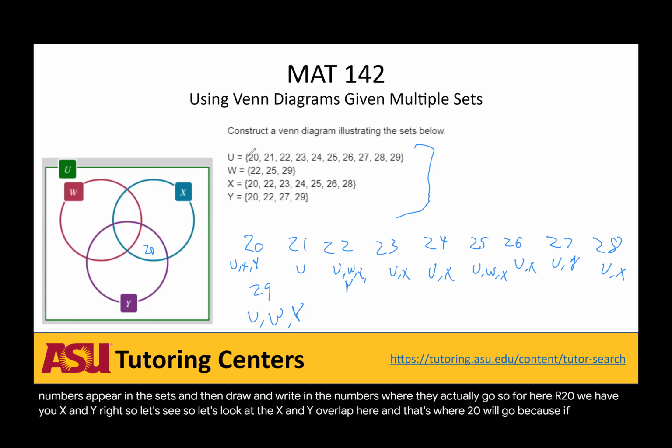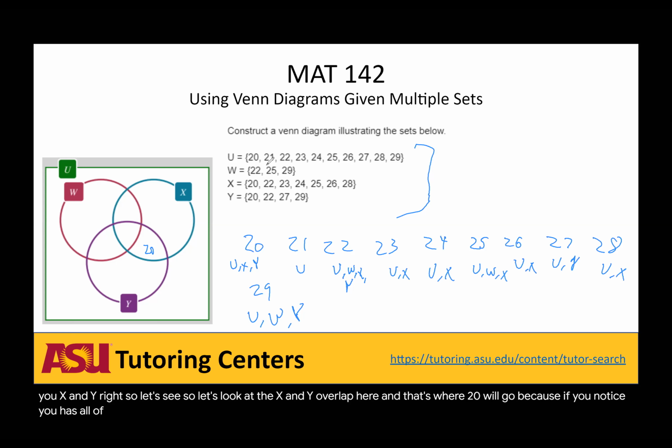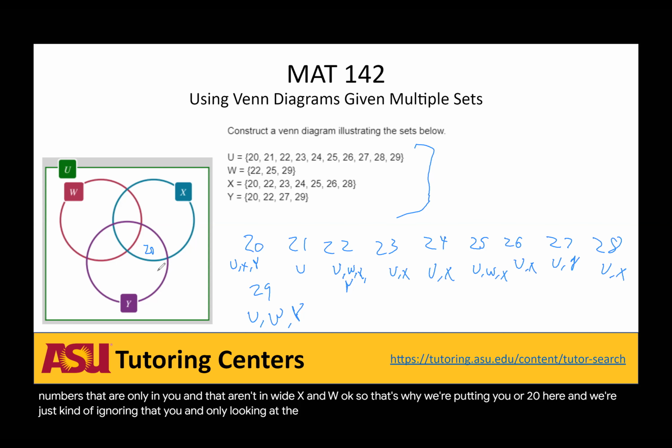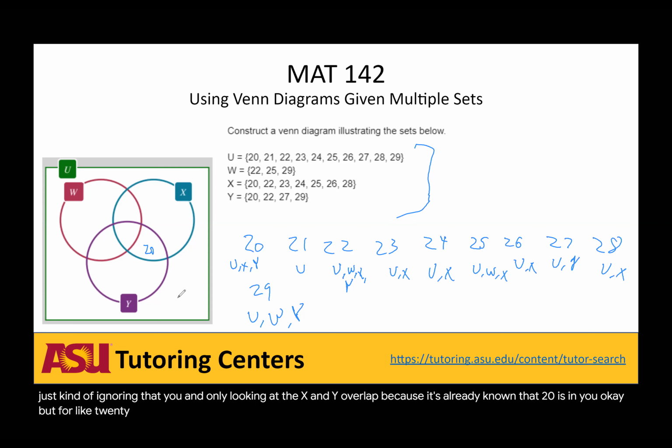Because if you notice, U has all of the numbers. So the only numbers that we're going to put outside of this Venn diagram are the numbers that are only in U and that aren't in Y, X, and W. That's why we're putting 20 here. We're ignoring the U and only looking at the X and Y overlap because it's already known that 20 is in U. But for 21, for instance, where it's not in any other set, we'll write 21 on the outside here. So it's still in the square of U, but not in X, W, or Y.